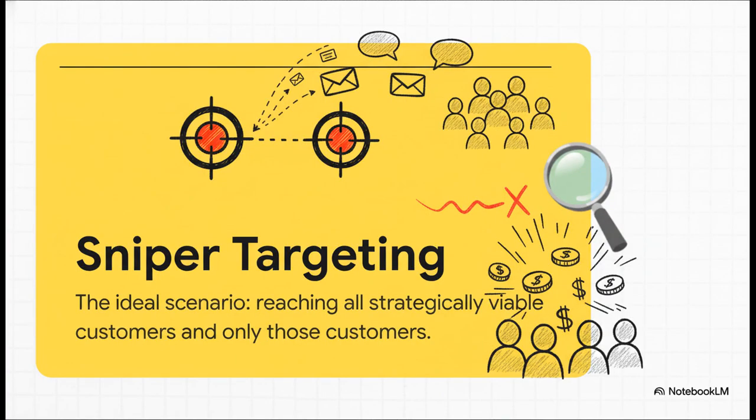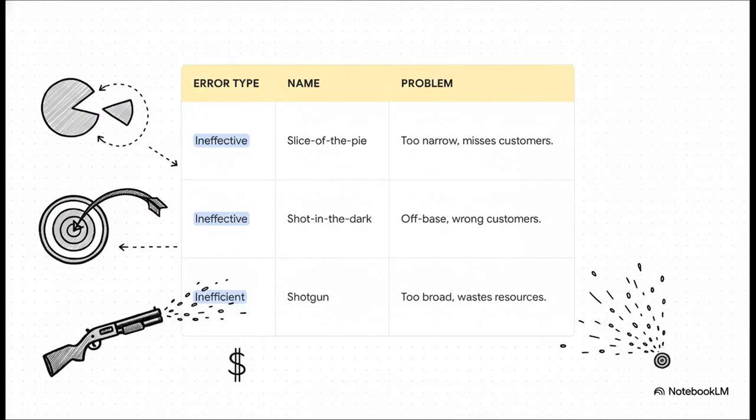The dream, of course, the absolute gold standard, is what Chernev calls sniper targeting. Every single dollar you spend, every message you send, lands perfectly with a customer you actually want. It's beautiful, it's efficient, and in the real world, it's incredibly rare to get it perfect. In reality, most of us fall into one of these three common traps. There's slice of the pie, which means you're being way too narrow and leaving money on the table. There's shot in the dark, meaning you're just completely off target. And then there's the shotgun approach, which is just too broad and burns through your resources.